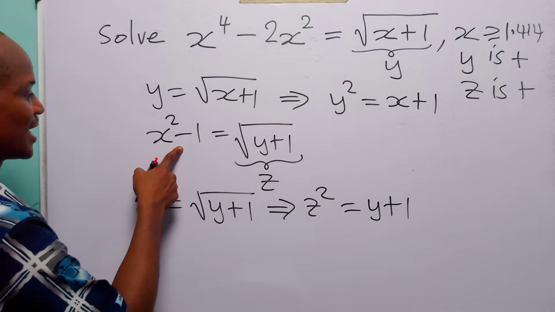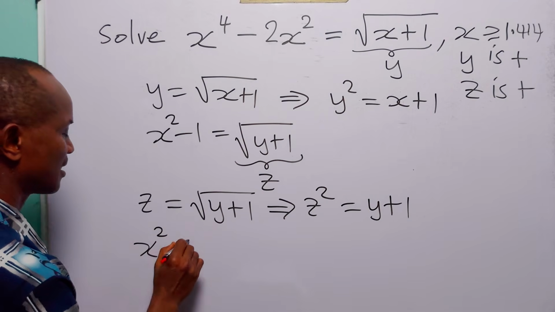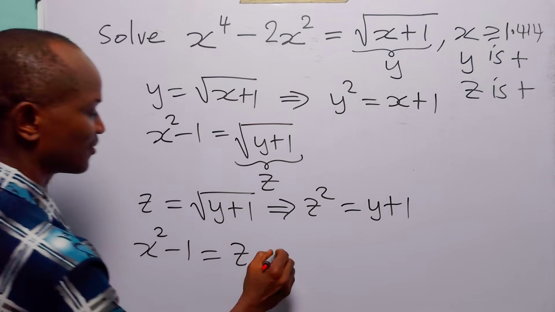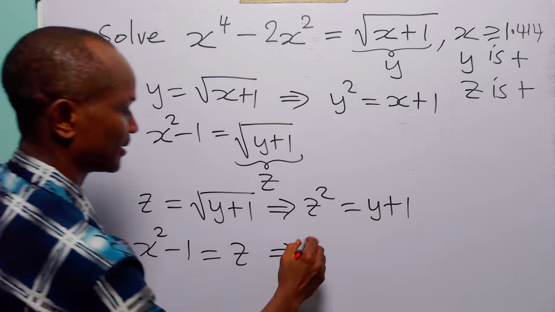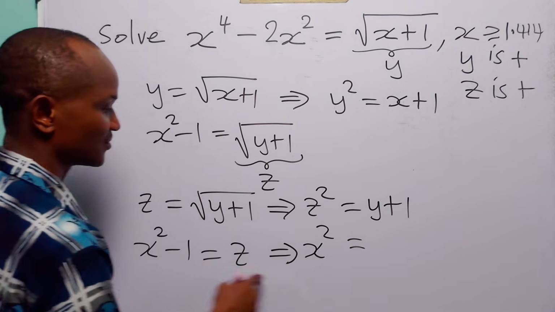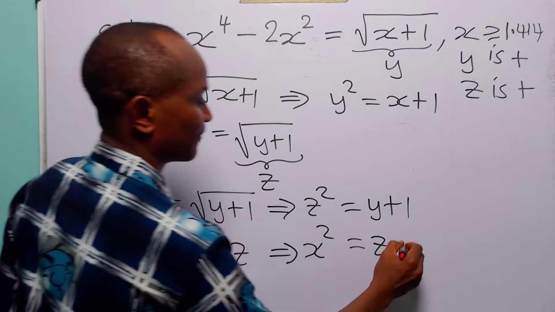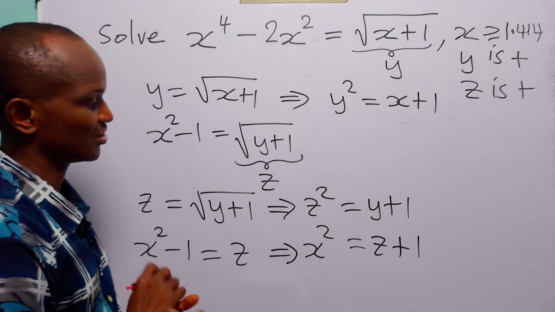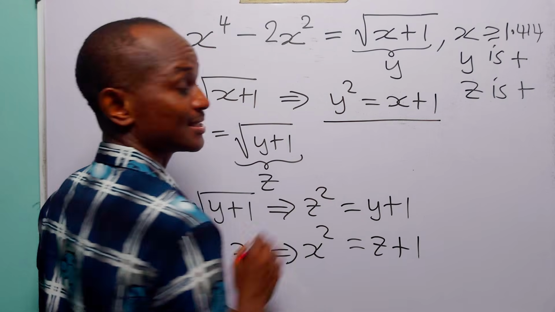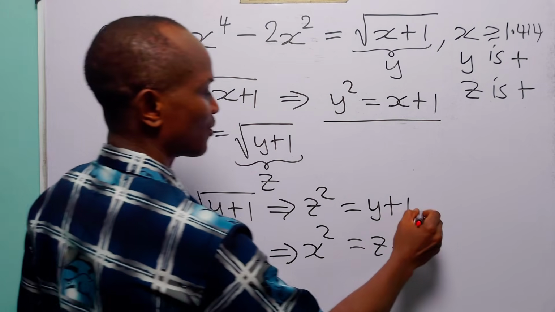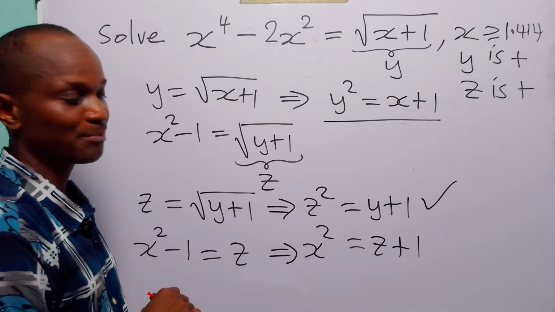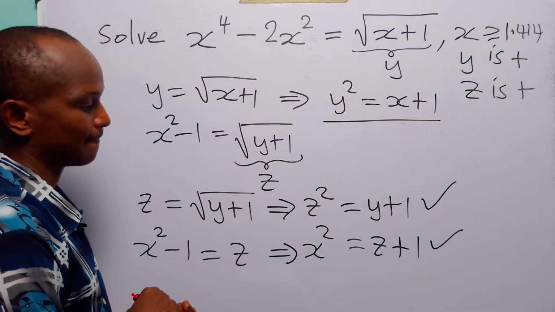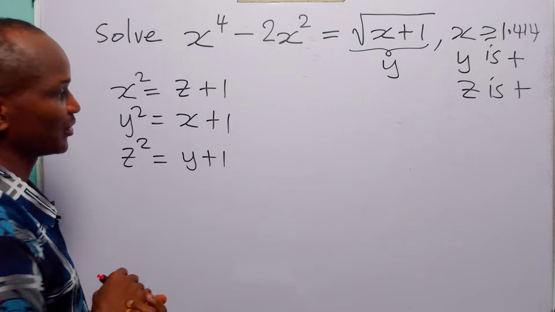Going back to this equation, we have that x squared minus 1 is equal to z. And when we rearrange this equation, we have that x squared is equal to z plus 1. Now we have a system of 3 symmetric equations. The first one is y squared is equal to x plus 1. The second one is z squared is equal to y plus 1. And the third one is x squared is equal to z plus 1. Now let us look at this system of equations.